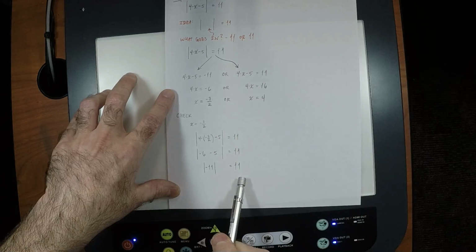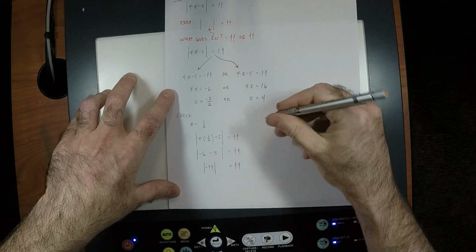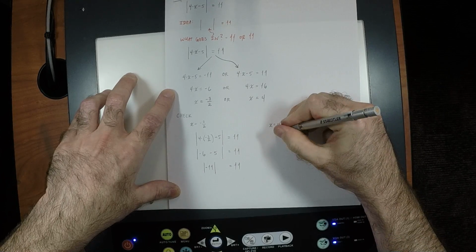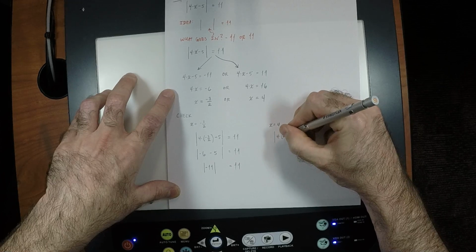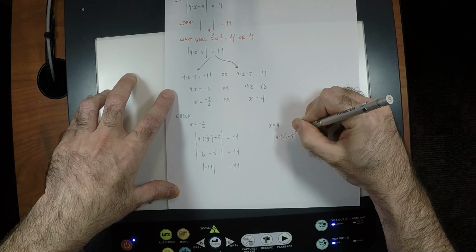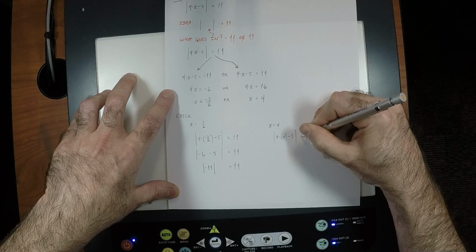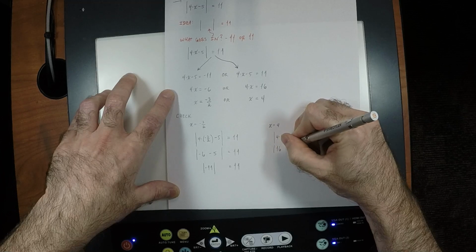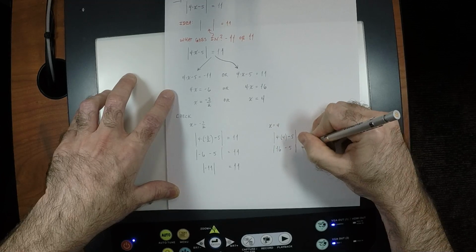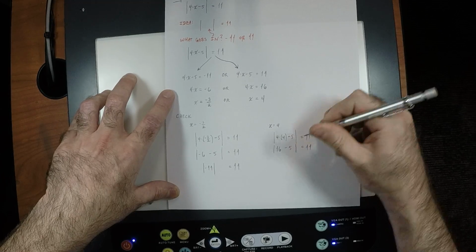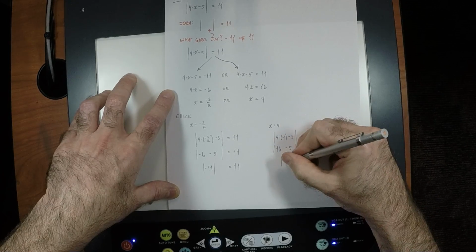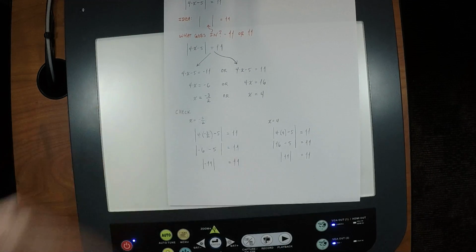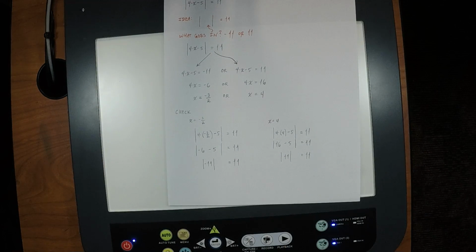So is that true? Yeah, that's true. And how about we check the other one? X is 4. So absolute value of 4 multiplied by 4 minus 5 equals 11. So that would be 16 minus 5 in absolute value equals 11. So absolute value of 11 equals 11. Is that true? It's true. Good. So it really does work.